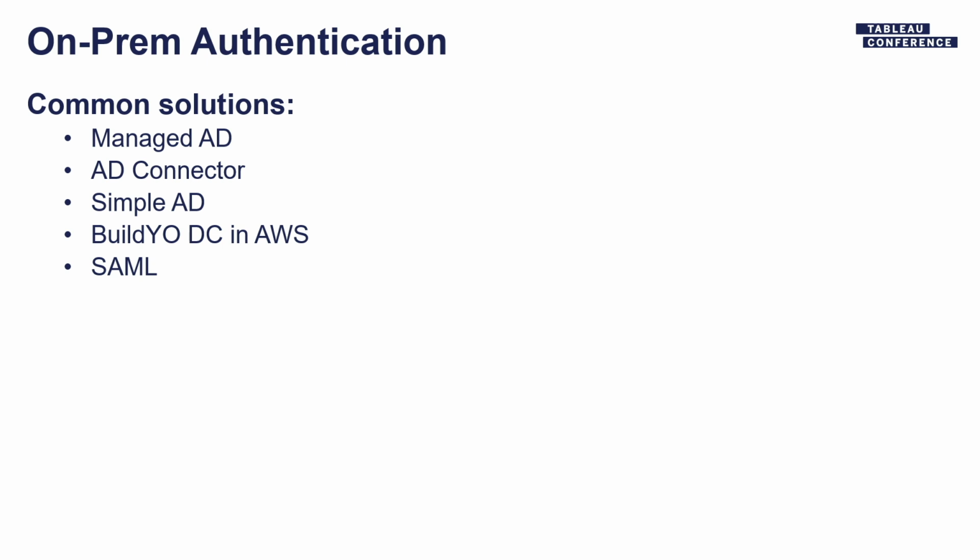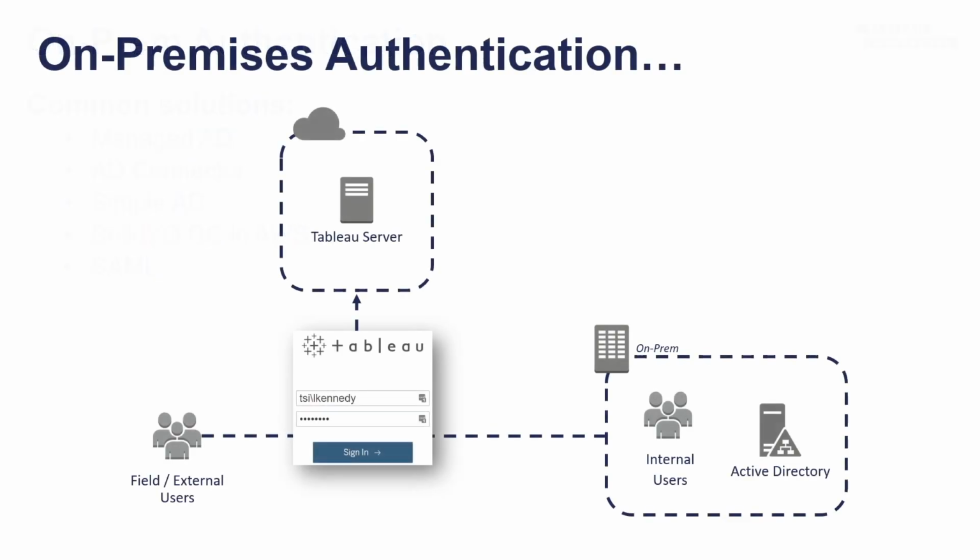So what are some of the common solutions? You have managed AD in Amazon, you have their AD Connector, you have their Simple AD service. You could bring your own or build your own domain controller in Amazon if you really want to. Or you can use SAML. And if you have SAML, I just recommend using it. It makes things much easier for federating authentication because you solve the problem once and then use that single sign-on service for everything. But if not, let's talk about it.